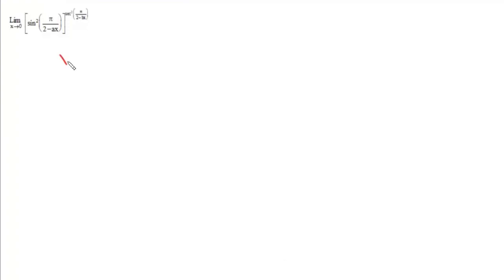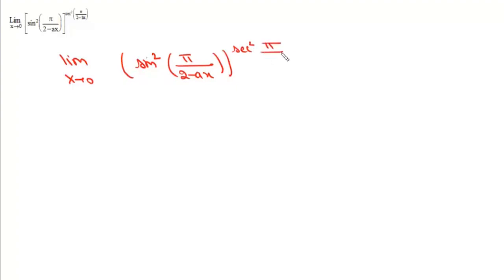Now here the question is, we need to solve this limit x tends to 0 of sine square of pi upon 2 minus ax into secant square of pi upon 2 minus bx. Now first we'll check its form. If we put x as 0, sine pi by 2 is 1 and secant pi by 2 is infinite, so it is 1 to the power infinite form.